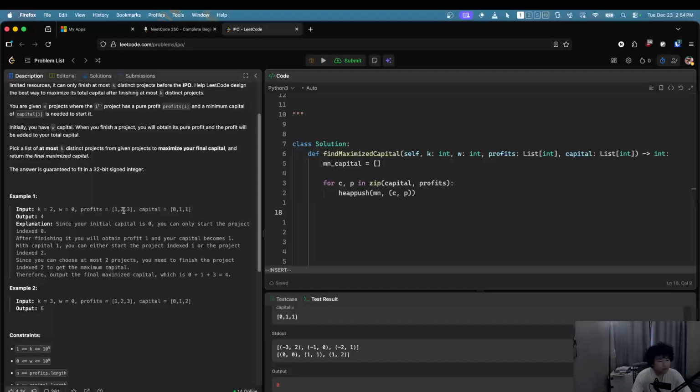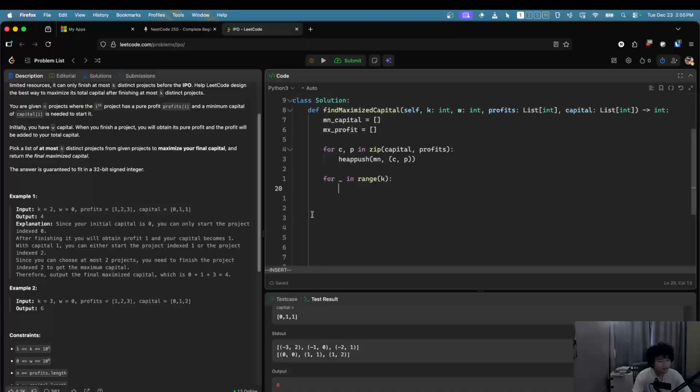For what I have right now, what is the maximum profit I can get? So the maximum profit I can get is basically, we'll pop out all the values we can, and then give me the highest one, which will be like a max heap. Max profit, right? So we'll do this. While min, oh, actually no, we only take 2. So for every one in range of k, so we only want to take k times.